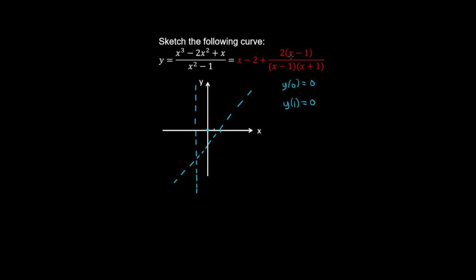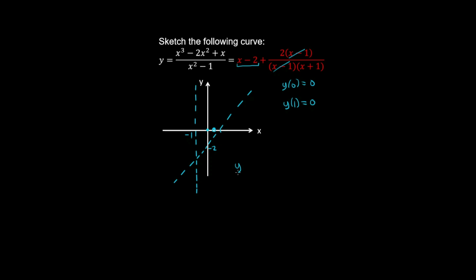Now we can see that we have a removable discontinuity at x equals 1. So we can draw in our circle here. And when x goes to infinity, the curve approaches this straight line which passes through y equals -2. So that's our oblique asymptote. And when x approaches -1, we have a vertical asymptote at x equals -1.